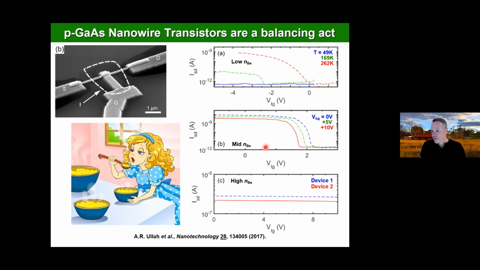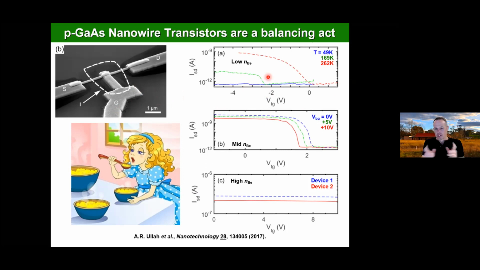And one thing, we spent a lot of years trying to get this material system to behave very well. It's a difficult system to work with. And in the end, what we ended up with was something that was a little bit of a Goldilocks situation. We had to get the doping of beryllium in the gallium arsenide just right to get these transistors to work. And if we had not enough beryllium, the nanowire wouldn't conduct. If we had too much beryllium, the nanowire would conduct really well, but the gate wasn't able to switch the channel off.